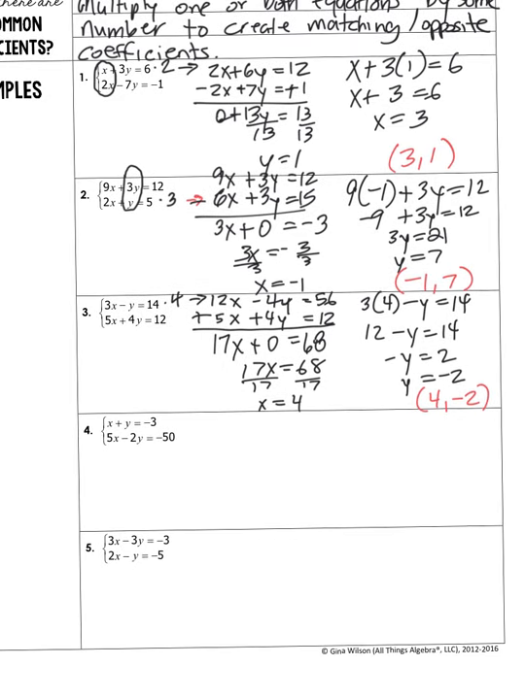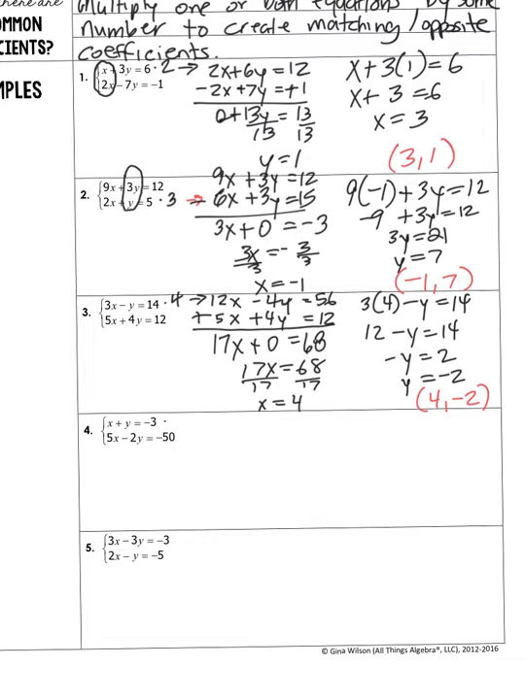So in number 4, I have the choice. I can multiply the first equation by 5 and cancel out the x terms, or I can multiply the first equation by 2 and cancel out the y terms. And I think I'm going to choose canceling out the y terms because then I can add the equations together and I don't have to worry about changing the signs in the second equation.